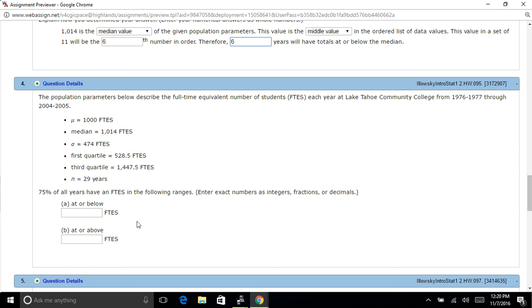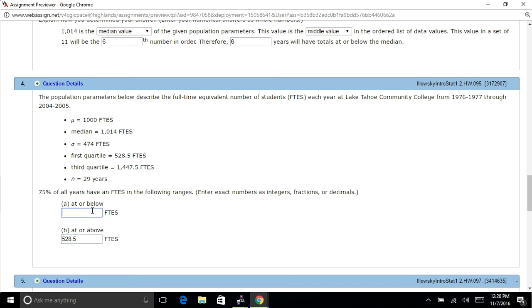So I'm going to put this, let's see, hold on. My computer's acting up. So I want it at or above. I'm going to put 528.5 because this is my first quartile, which means 25% of the data is below it, but 75% is above it.